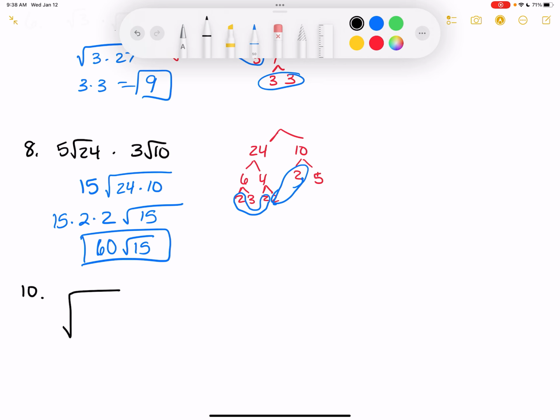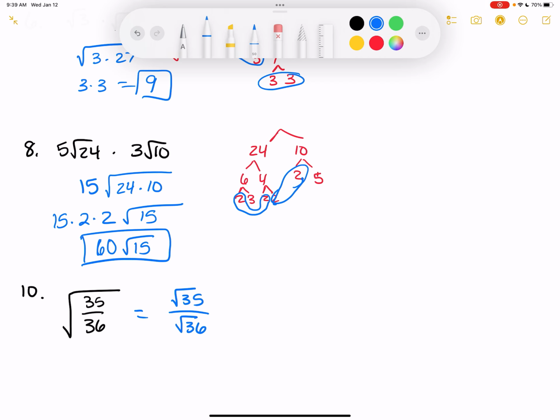10. We have the square root of 35 over 36. That fraction is all underneath the radical. Since it's all underneath, there's a rule that says we're allowed to do this. We can actually separate this into 2 separate radicals, a top and a bottom. So the square root of 35 over the square root of 36.